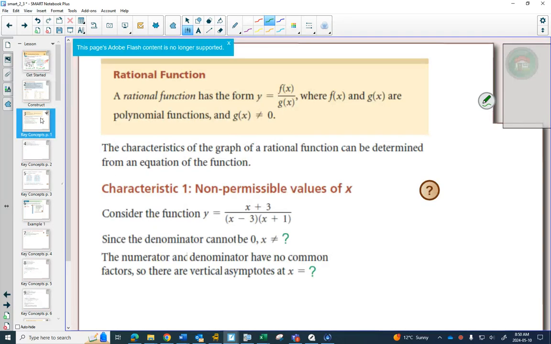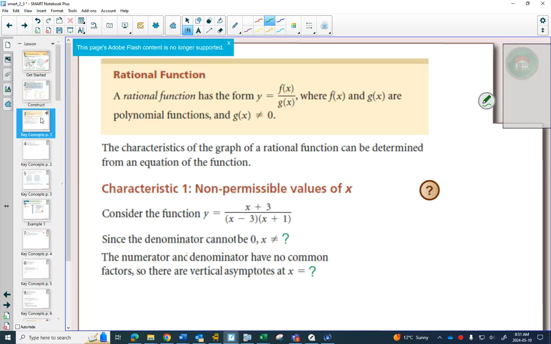So on the next page, we have the official rational function definition. A rational function has the form f of x over g of x, where both f of x and g of x are polynomials. Polynomials are anything with variables, with exponents that are whole numbers, no exponents that are fractions, no square roots. And most of ours are going to be just with x's, x squareds, x cubes.